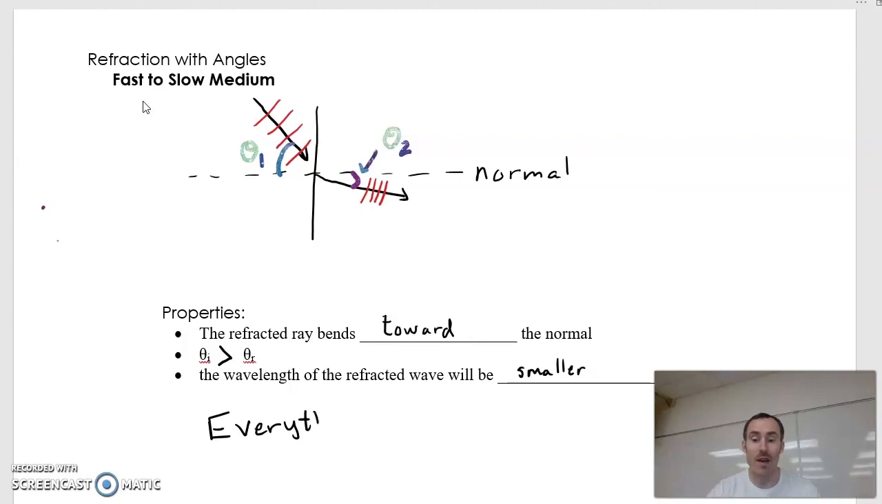When you're going from a fast medium or a rare medium to a dense medium, everything decreases. Okay, the speed decreases, slows down, the wavelength decreases, they get closer together, and the angle decreases, gets smaller. That's the easiest way to think about it. When you're going from a rare to a dense medium, everything gets smaller. Speed, wavelength, and angle. The only thing that doesn't change is the frequency.